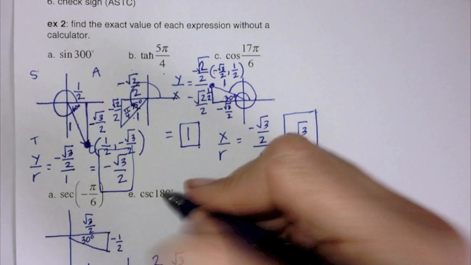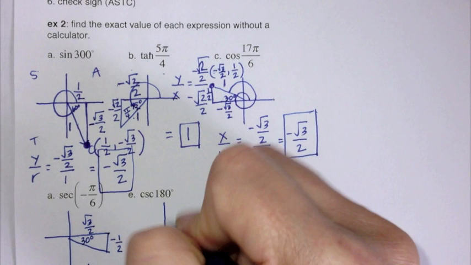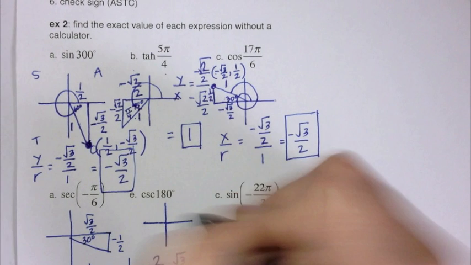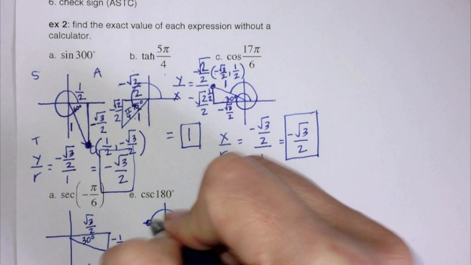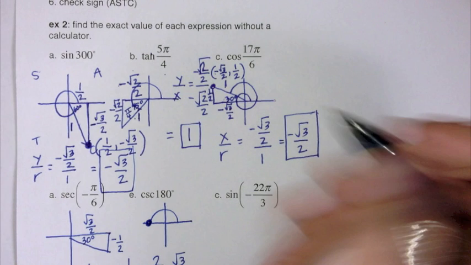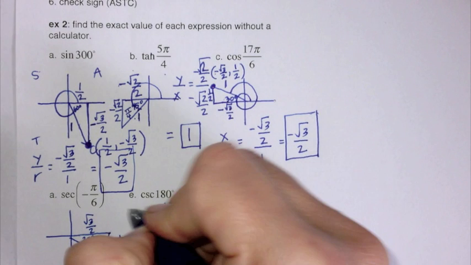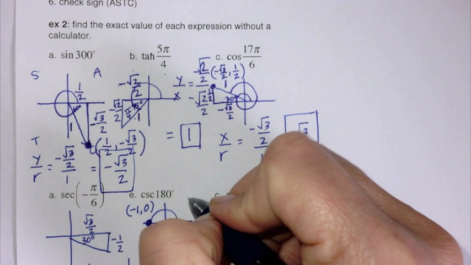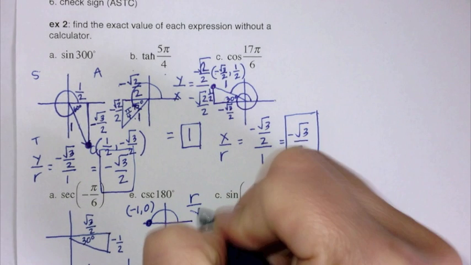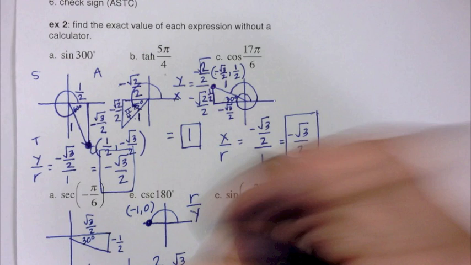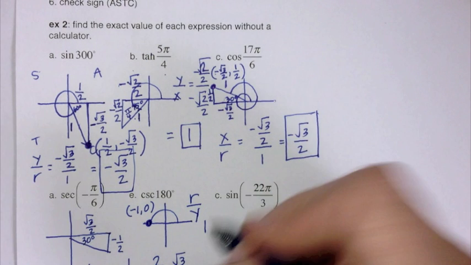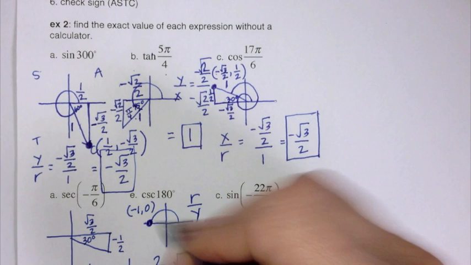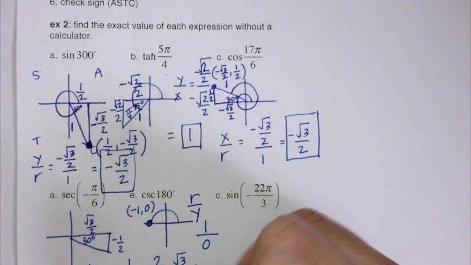This one, cosecant of 180, just wanted to throw in there as a refresher from yesterday. Here's 180 degrees. You're not going to be able to make a triangle on a quadrantal, so label the point. Cosecant is going to be what? It's going to be r over y. The radius is always 1. And the y value here is 0, so this is going to be undefined.